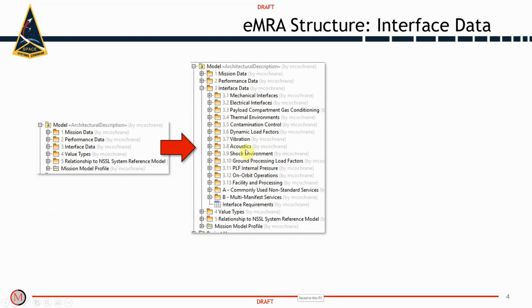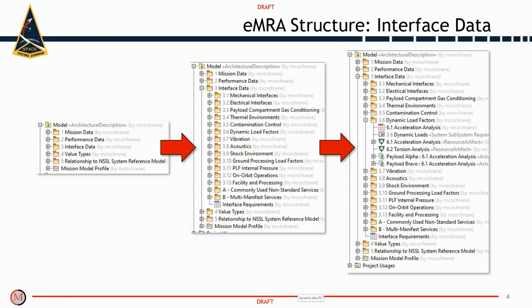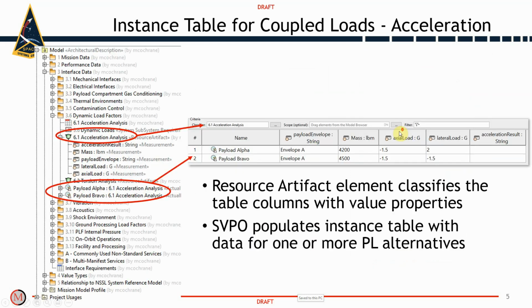So we can further unspool this and look just at, say, the dynamic load factors, which is section or package 3.6. And in here you can see we've got some model elements that we're going to use to structure our EMRA. So let's take a look at a couple of those. So here again is the containment tree, and I've circled two. I've circled what's called a resource artifact 6.1. It's just a model element that holds value properties.